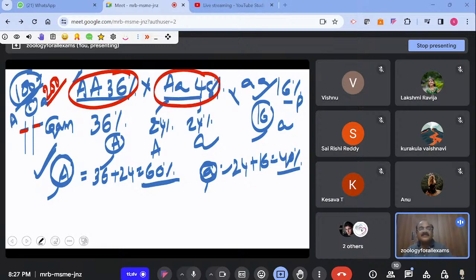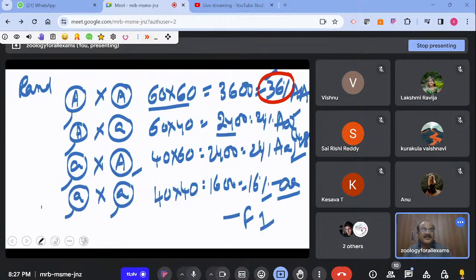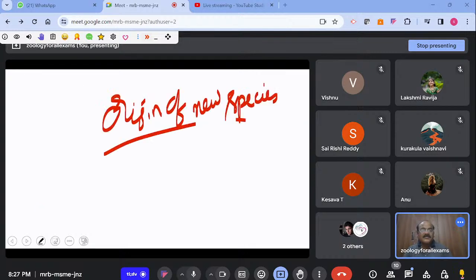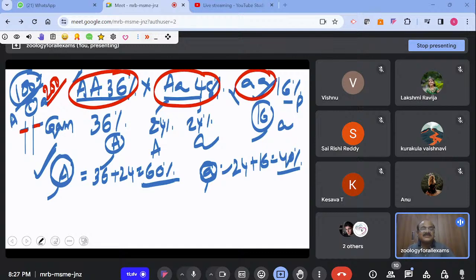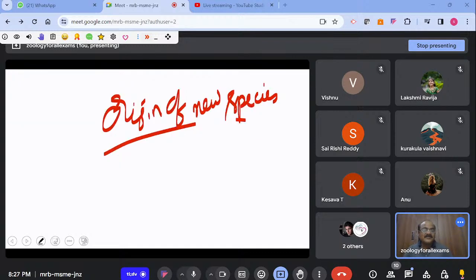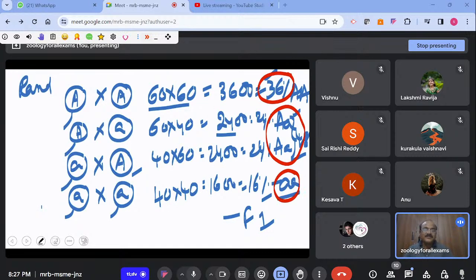The heterozygous are 48%. Sorry, the homozygous recessive are 16%. Even in the children, the same. That means there is no change in the individuals. There is no change in their gene frequencies of capital A and small a. The same is said to be present. In that case, there is no evolution at all.